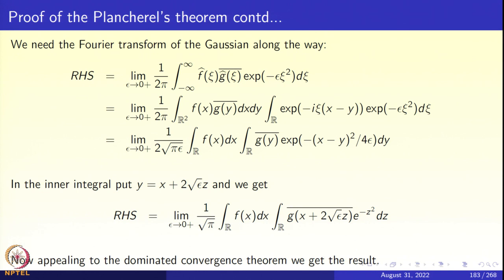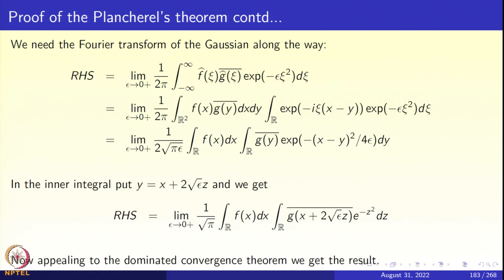So the right hand side can be written as the limit as epsilon goes to 0 of 1 upon 2 pi times the integral from minus infinity to infinity of f hat of chi g hat of chi bar e to the power minus epsilon chi squared. The limit was inside the integral. I can pull it outside the integral because f hat and g hat are in the Schwarz space. They decay very rapidly. Now that the limit has come outside the integral, I will put in the definition of f hat and g hat as I described while I was doing the previous slide.